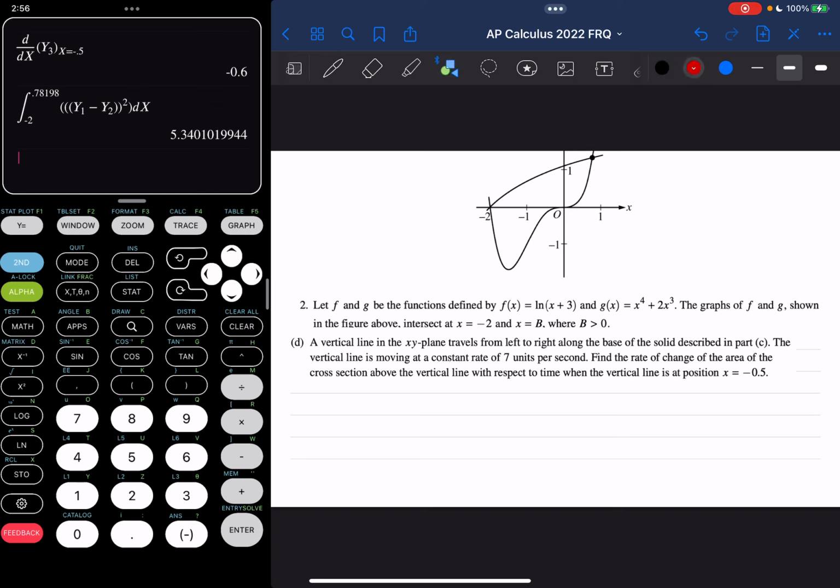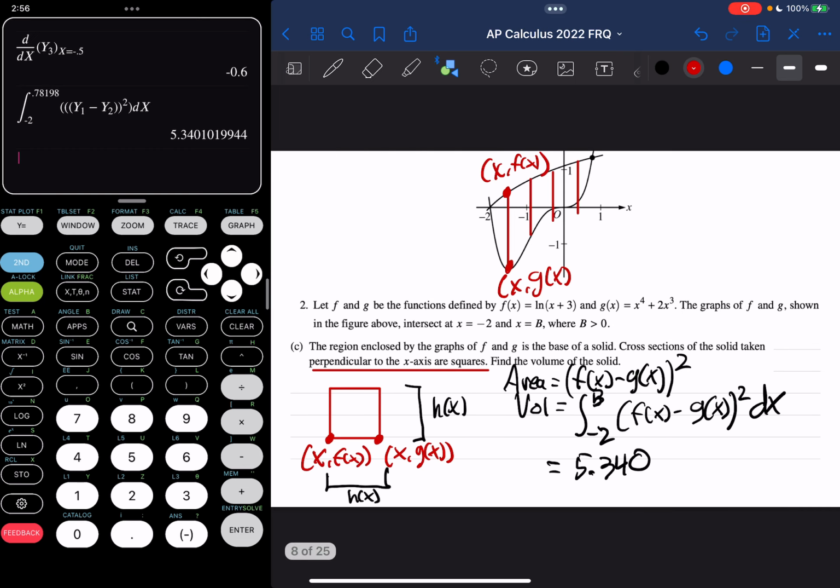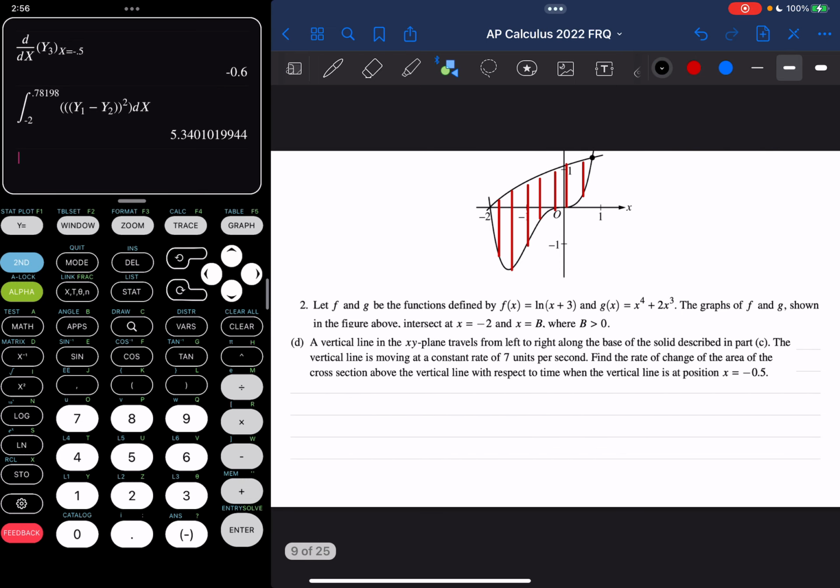What I like to think about is, think of it like if you've ever looked at a copier machine. Just imagine that it's kind of scanning. Imagine that beam of light as it passes underneath. What it's doing is lighting up each cross-section, and that square is being lit up. Now we can use the area formula that we did in the last problem. Area equals f of x minus g of x quantity squared.